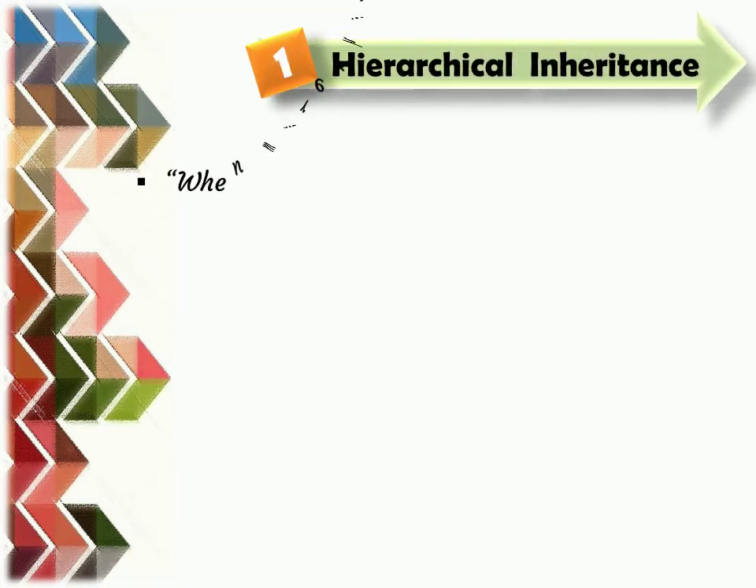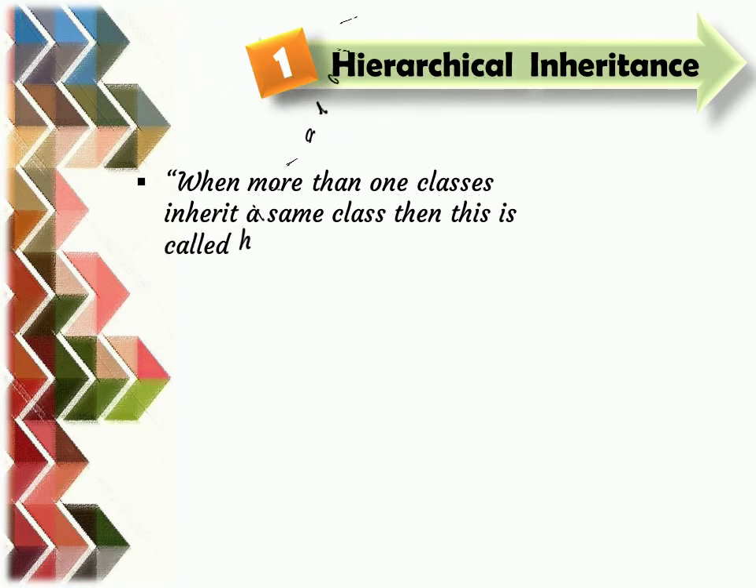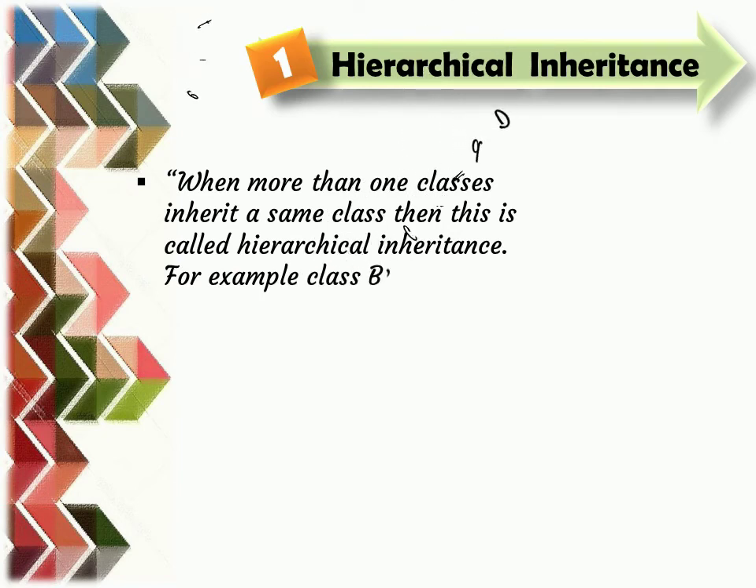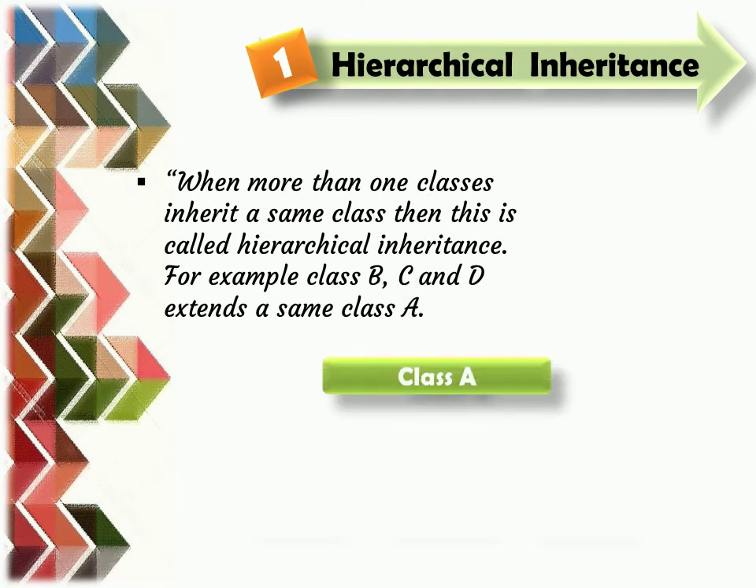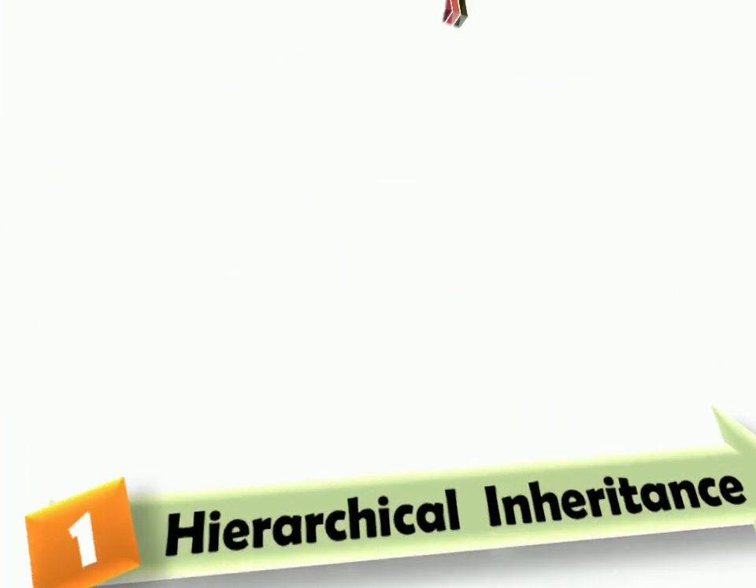Next, we'll move on to hierarchical inheritance. When more than one class inherits the same class, this is called hierarchical inheritance. So we'll see an example for classes B, C, and D. So here classes B, C, and D extend the same class A. Here class A acts as a base class, and classes B, C, D act as derived classes.